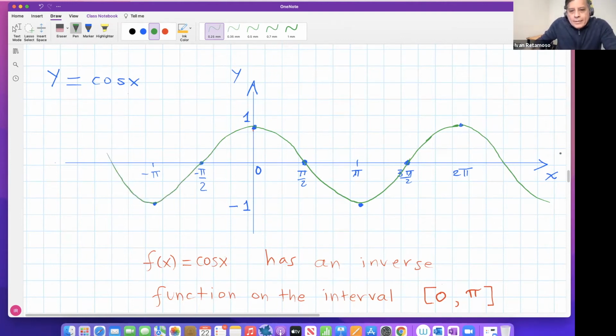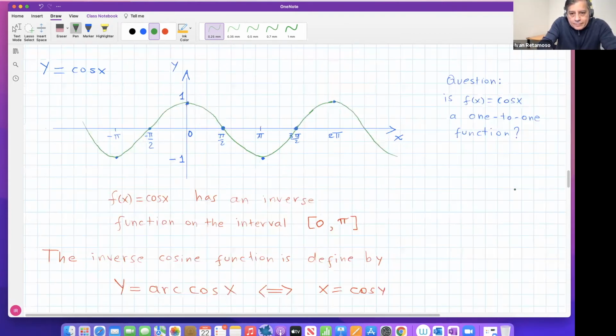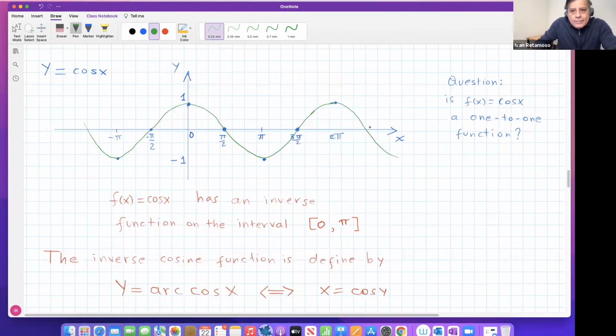Now, question for you guys. As a whole, is this function f of x equals cosine of x a one-to-one function? What do you think? Type in the chat or let us know, yes or no? Mojina, you made my day. No. As a whole, it's not one-to-one.